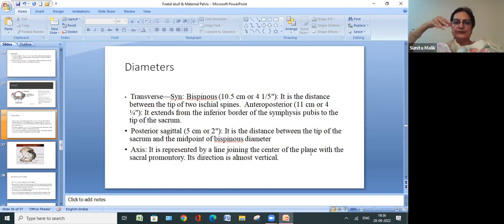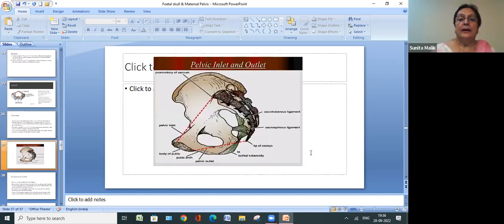And the axis, I've already told you, is a line perpendicular to the center of the plane. So at this level it becomes almost vertical, and then it will reach a little out. So this is what it is.